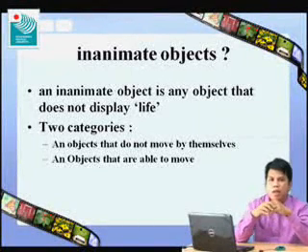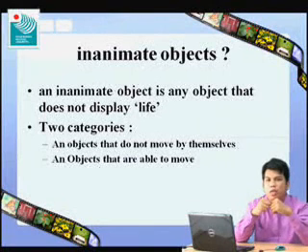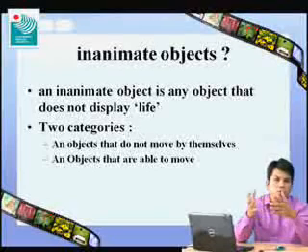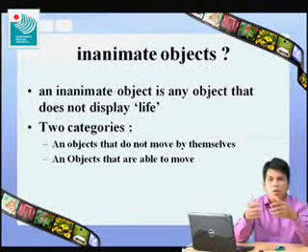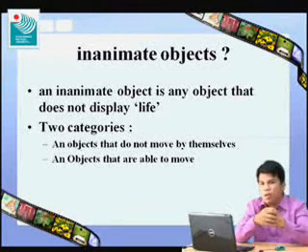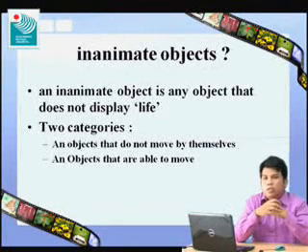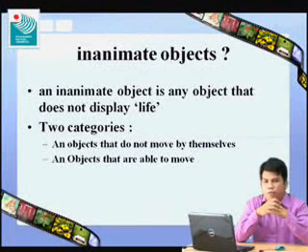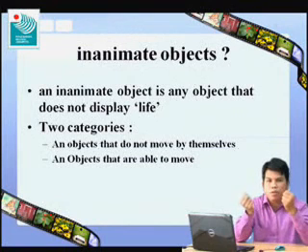The second are inanimate objects that are able to move, like cars, motorbikes, ships, aircraft, machines, engines, etc. I would still describe these things as inanimate objects because they are not alive. They show no character or emotion.